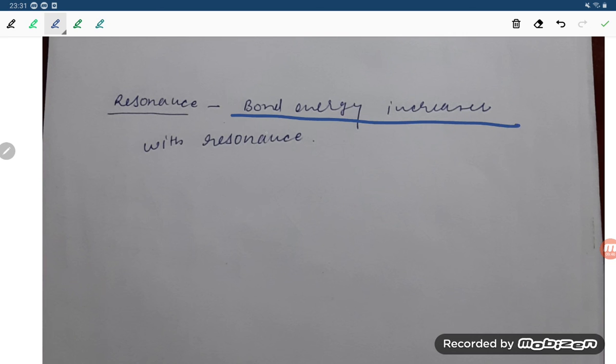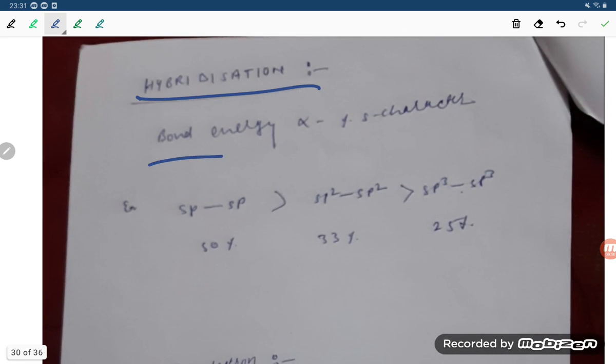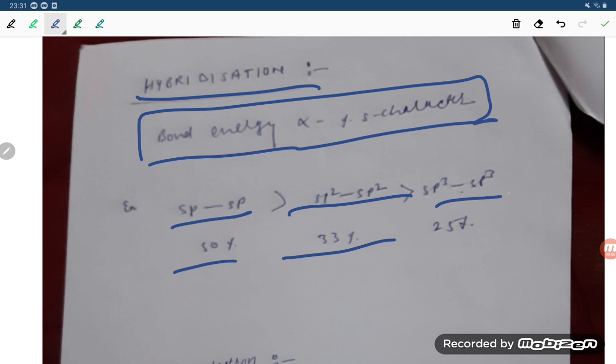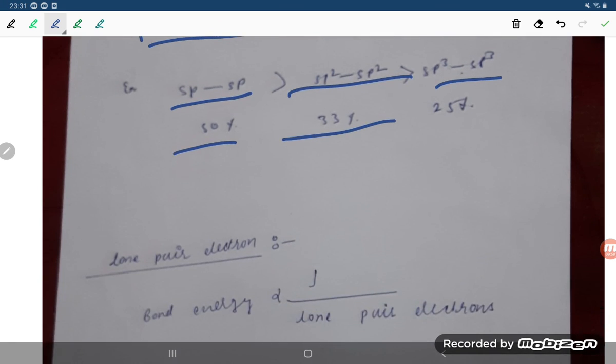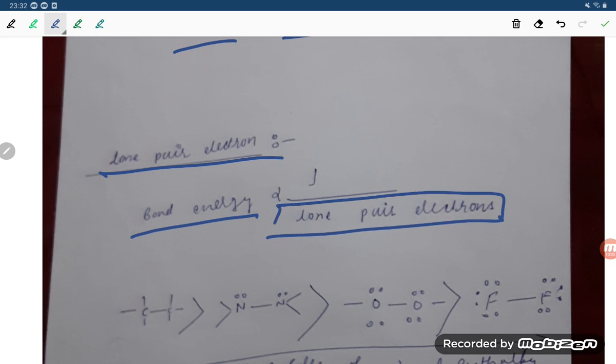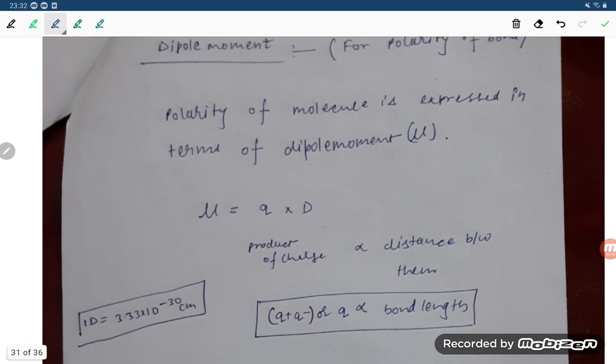Resonance: bond energy increases with resonance. Hybridization: bond energy is proportional to percentage s character. sp 50%, sp2 33%, so bond dissociation energy is decreasing. Lone pair electrons: bond energy is inversely related to lone pair electrons. The more the lone pair electrons, the lesser the bond dissociation energy. So moving left to right, bond dissociation energy is decreasing because lone pair electrons are increasing.